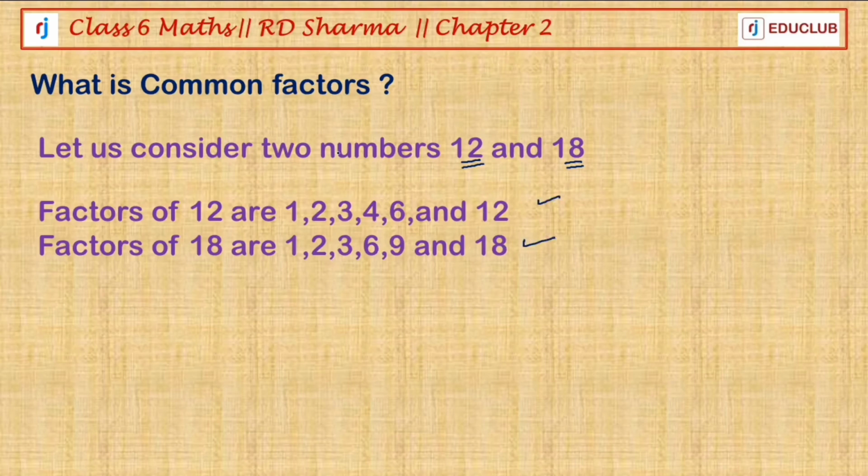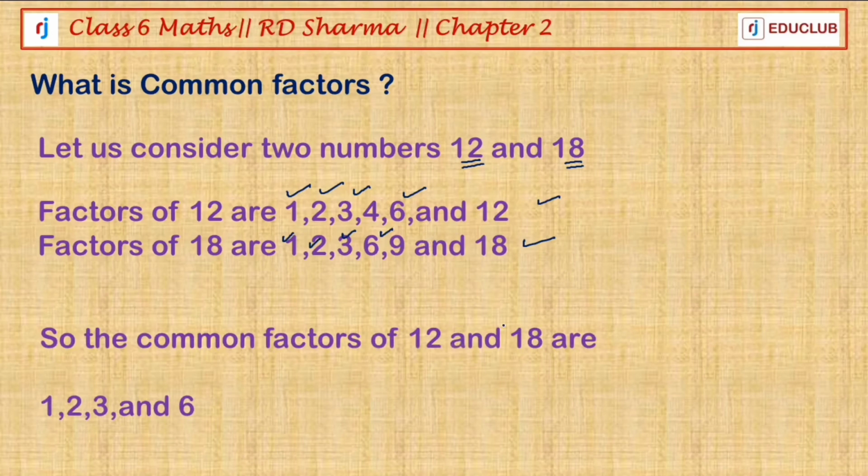Now we can find the common factors between two or more numbers. Look, 1 is here, 1 is here, 2 is here, 2 is here, 3 is here, 3 is here, 6 is here, 6 is here. No other numbers are common. So the common factors of 12 and 18 are 1, 2, 3 and 6.